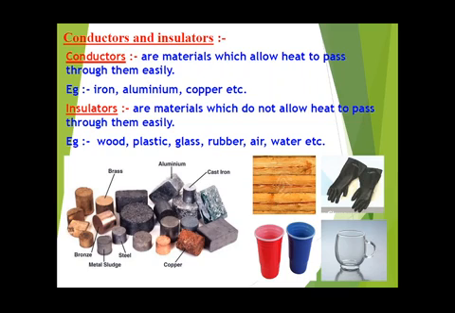Now comes conductors and insulators. So now, what are conductors and insulators? The materials which we have around us are categorized into two categories. The materials which allow heat to pass through them are termed conductors, like iron, aluminium, copper. And there are certain materials which do not allow heat to pass through them easily. This category includes wood, plastic, glass, rubber, air and water, etc.